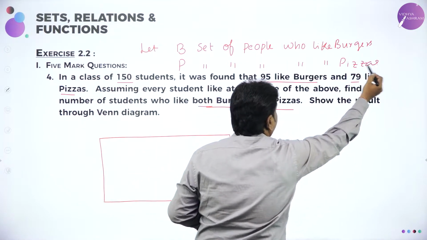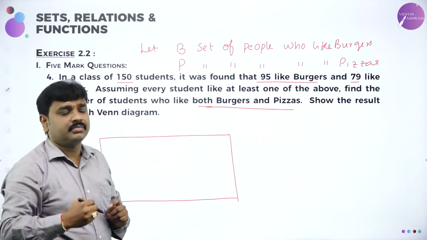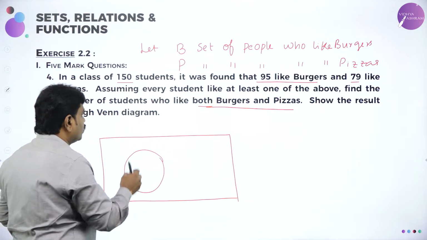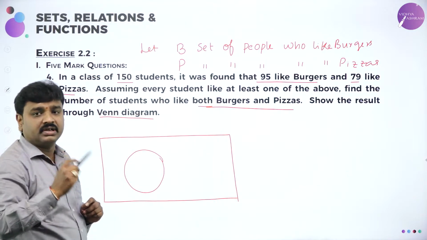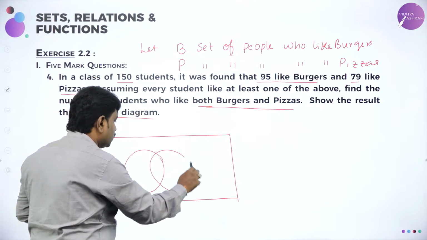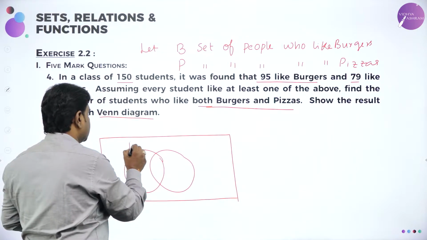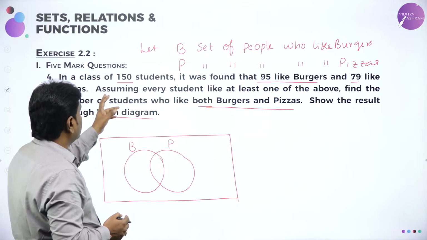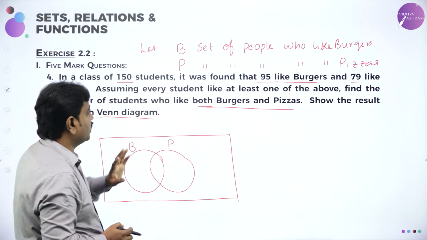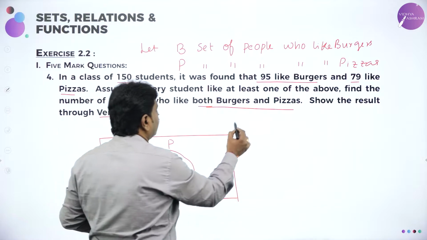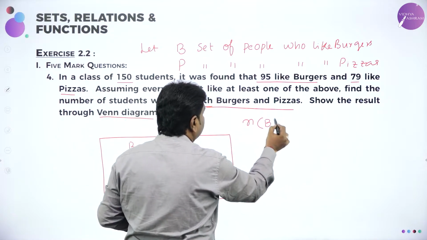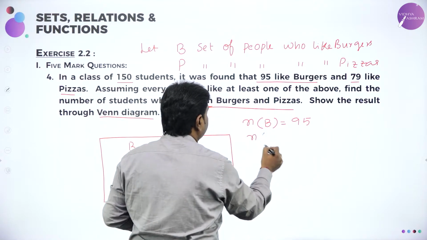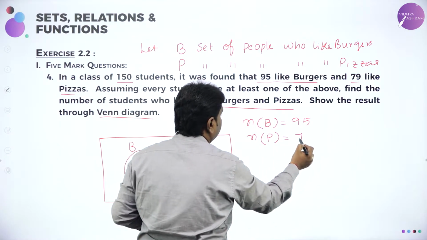So, now whatever they give, first I symbolize them. We assume set B and P. So, draw both the sets because they want you to solve by what? Venn diagram method. So, one is burger set B, the other one is pizza set P. And the question is assuming 95 like burgers. So, 95 like burgers, n of B, number of people liking burger, they gave 95. And 79 like pizzas, n of P they gave 79.